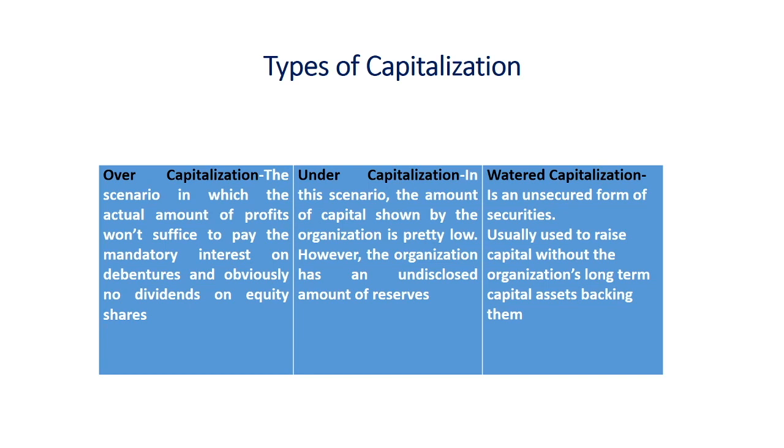Undercapitalization: in this scenario, the amount of capital shown by the organization is pretty low. However, the organization has an undisclosed amount of reserves, like retained earnings and other reserves. Watered capitalization is an unsecured form of securities usually used to raise capital without the organization's long-term capital assets backing them, right? So these are three types of capitalization.